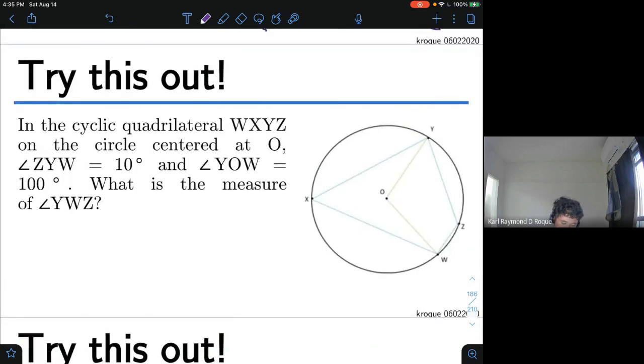Quadrilateral WXYZ on the circle centered at O. ZYW is 10 degrees. YOW equals 100. What is the measure of YWZ? Ito raw ano to. We know that this is 50. By cyclic quadrilateral, this is 130 kasi supplementary yung opposite angles. So, itong YWZ is 40 degrees.